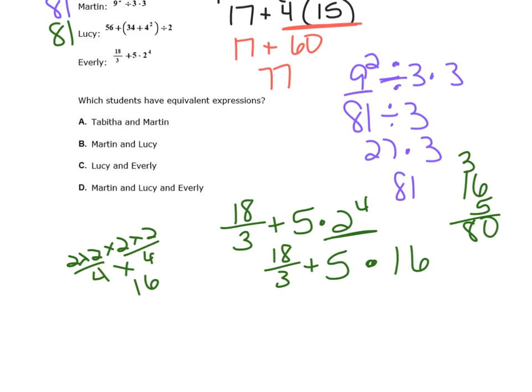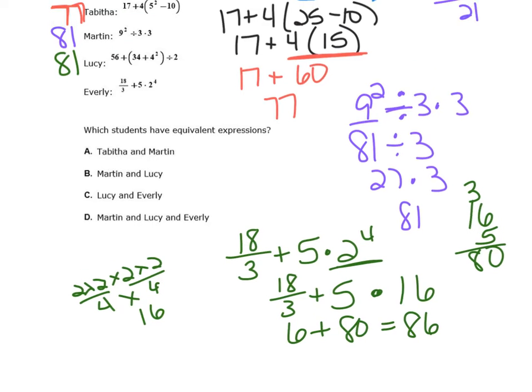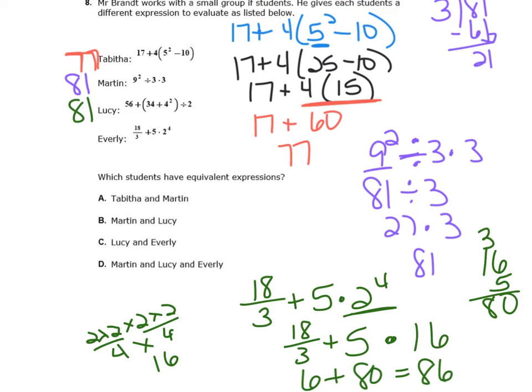Let me make a little bit more room. 18 over 3. Well, actually, 18 over 3, I could solve that too. So 18 divided by 3 is 6, plus 5 times 16 is 80, and 6 plus 80 equals 86. So that means Everly is 86.